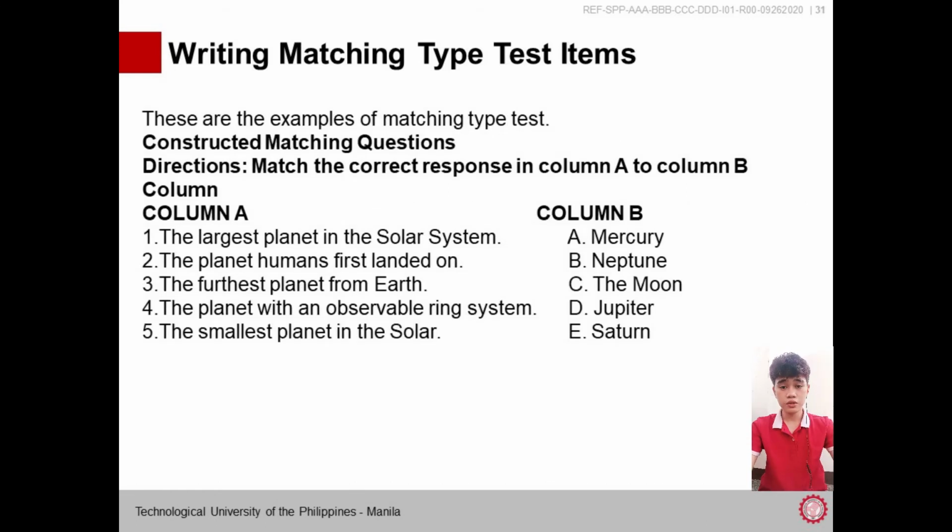So that's it. As we can see here, these are the examples of matching type tests. First is the constructed matching questions from column A to column B. Column A refers to the questions or sentences, and the answers are in column B. First is the largest planet in the solar system, then the planet humans first landed on, then the furthest planet from Earth, the planet with an observable ring system, then the smallest planet in the solar system. As we can see, the answers to column A are in column B.